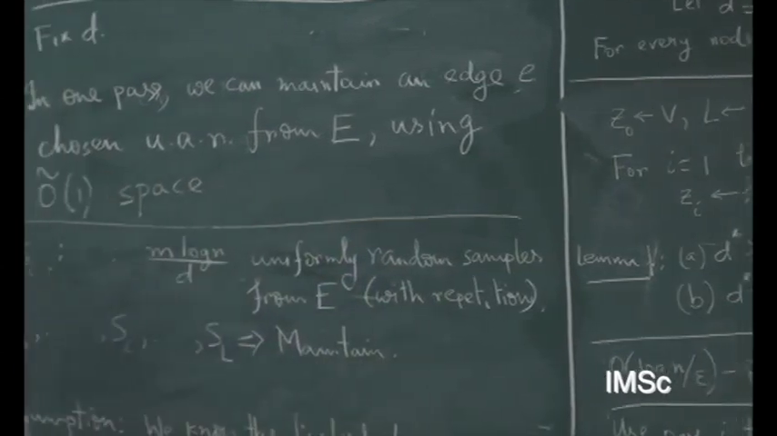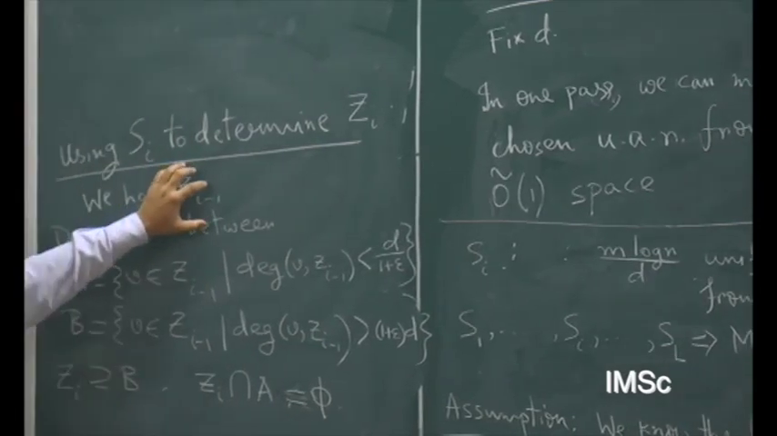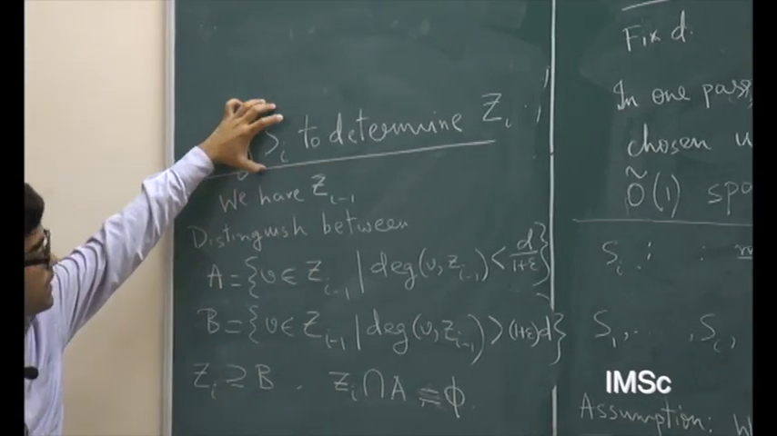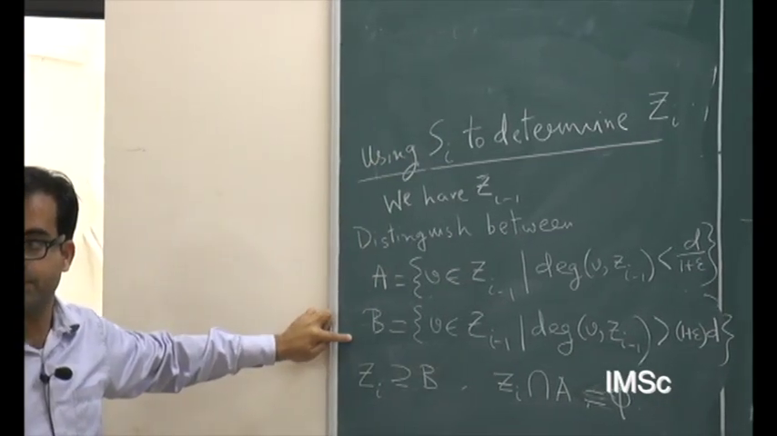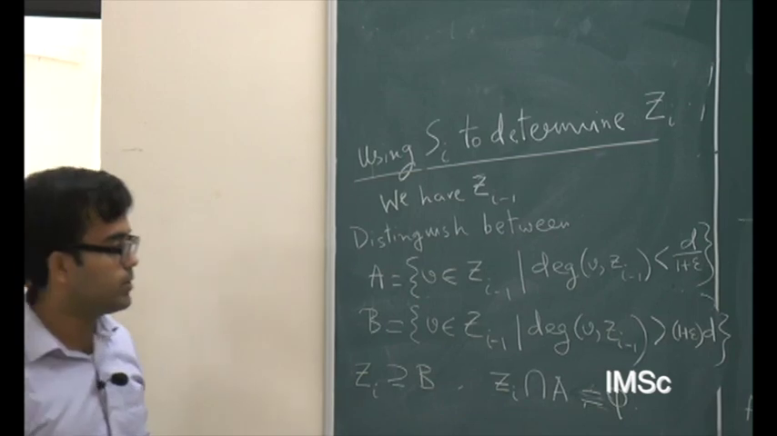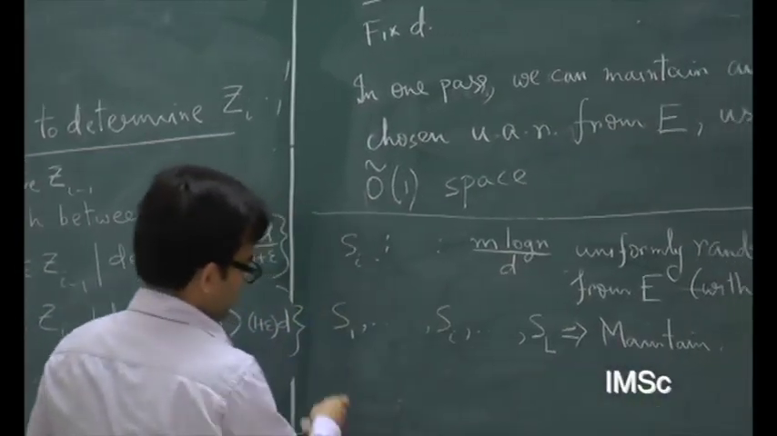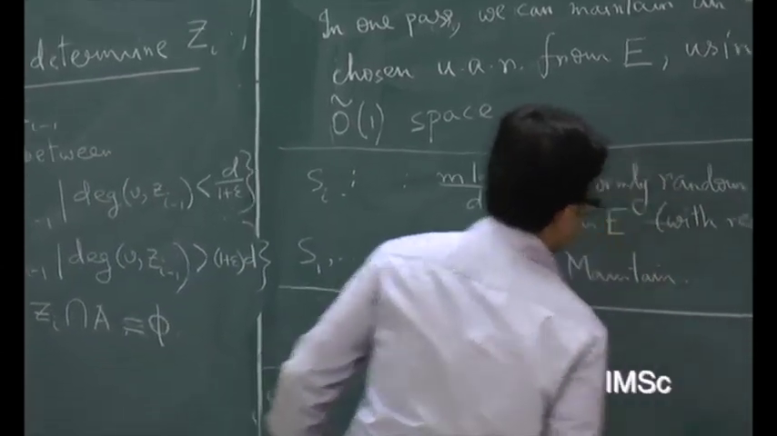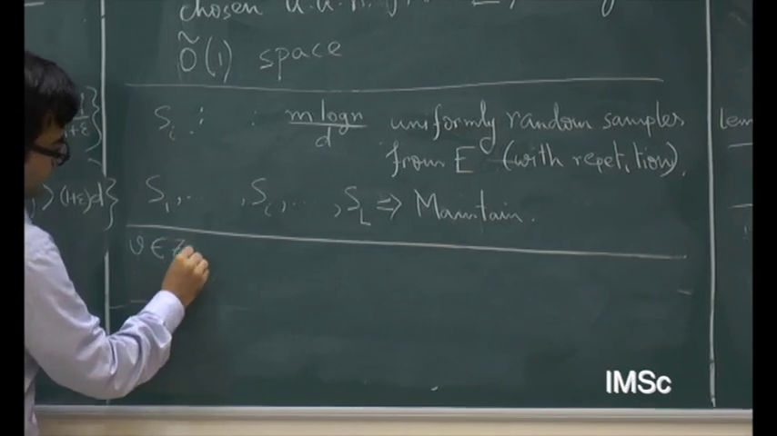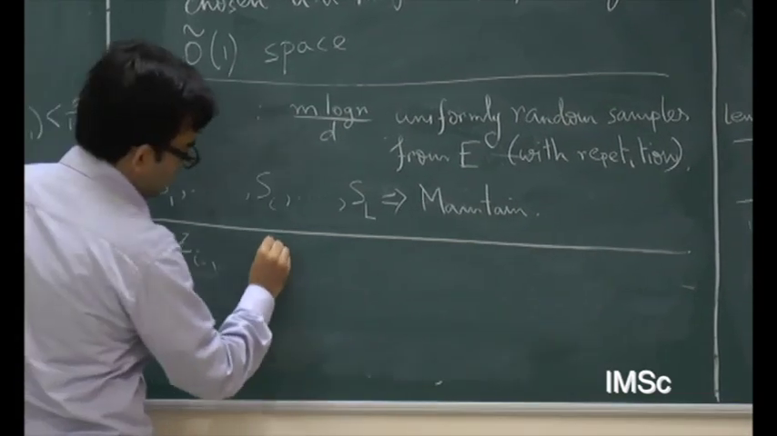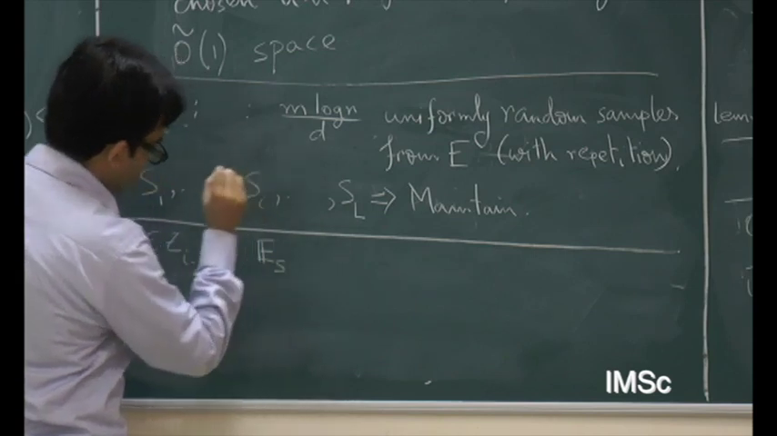Okay. So now our goal is we have this Zi minus 1, and using the samples Si, we need to distinguish between the set A and the set B. Can we do that? The point is, if you fix any node in Zi minus 1, what is its expected degree?